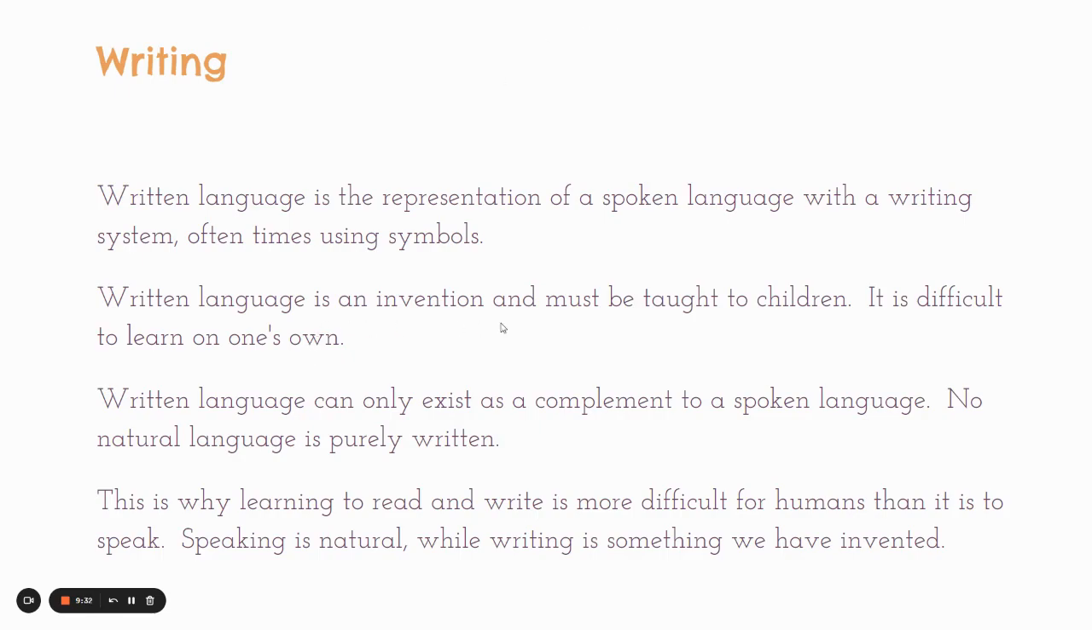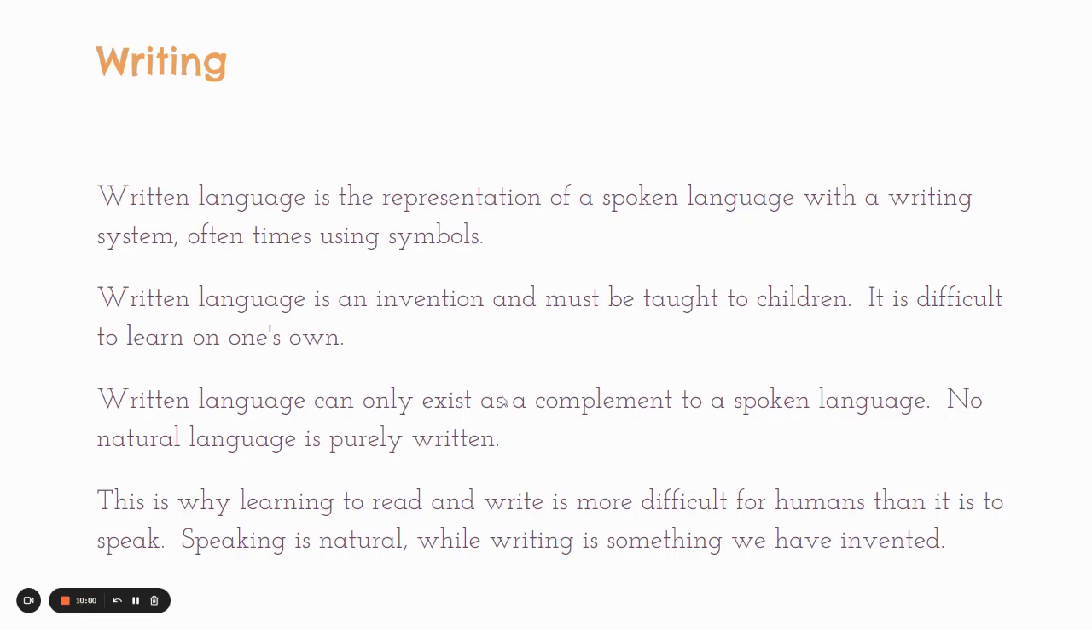Written language is an invention, and it must be taught to children, which is why it's difficult for kids to learn how to write. Reading comes much easier than writing does, because speaking and learning language that way comes much easier to us than reading and writing, because the symbology and all of that is something that's invented. It's not a natural component of our brains. That's why it's so much harder for kids to learn those sorts of things.